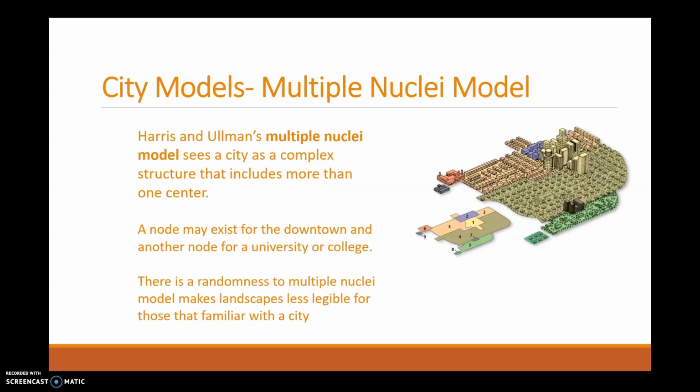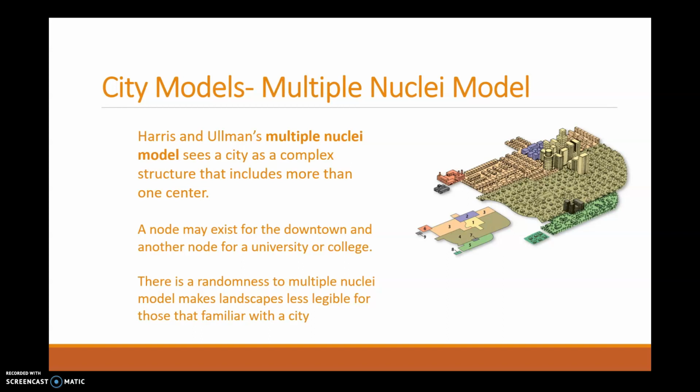There's also the multiple nuclei model, and this is where a complex structure includes more than one center. And Philadelphia is actually becoming a little bit more like this now that we have other cities that are forming on the outskirts of Philadelphia. And this is where not all the models fit anymore, because cities can change over time and they can develop over time. We have King of Prussia now, which never used to be in existence, and that is almost like a little city of its own, and it draws individuals from the city out to there. So you want to think about that and look at that in terms of that.